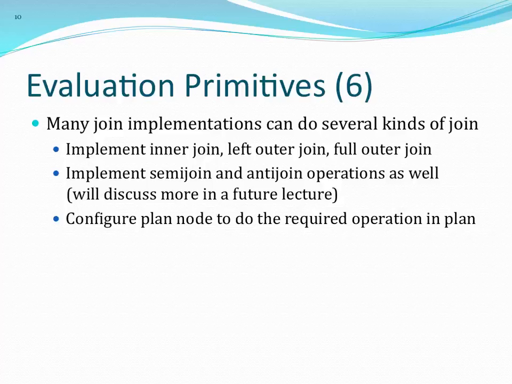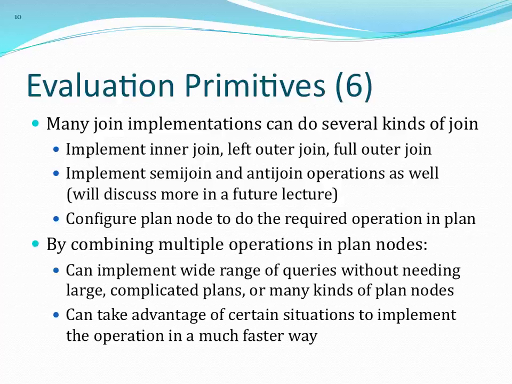But anyway, if we can do all of this with one theta join plan node and just tweak its configuration, then that gives us a lot of power. And the result, like I have here, is that we can do a large range of queries without having large, complicated plans, which was a characteristic of the relational algebra. And we also don't have to implement a huge, like 50 different kinds of plan nodes. We can have like 15 and accomplish just about everything we want to do.